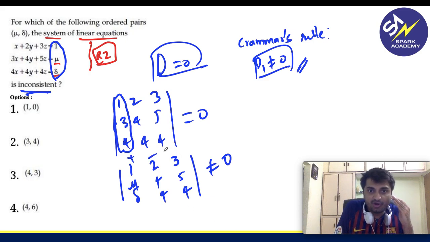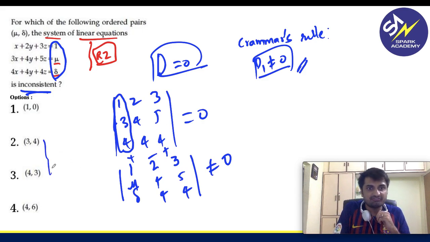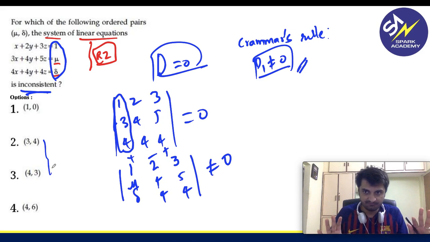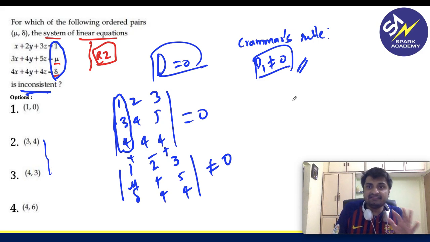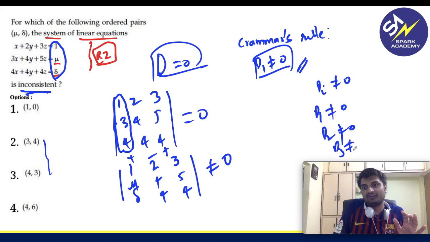So solve this, you know how to solve this. You will get an expression. Now check which option is not giving you 0. I think this or this, one of these options will not give you 0. Right? So it basically says Di not equal to 0. So I can take D1 not equal to 0, or D2 not equal to 0, or D3 not equal to 0.